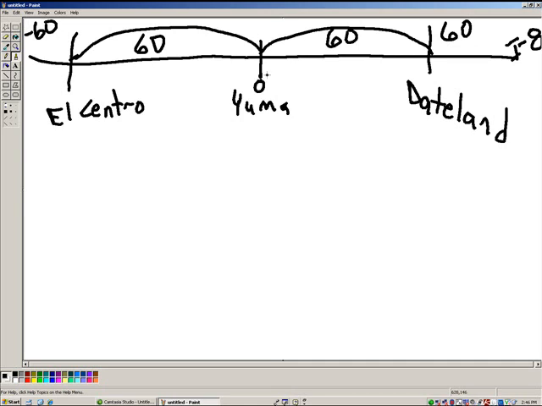Now for a little geography lesson. Dateland, Arizona is to the right on the number line, so that's positive. El Centro in California is to the left on the number line. That's negative. So we have just mathematically proven that Arizona is a positive thing and California is a negative thing. It's not me, it's just the numbers.